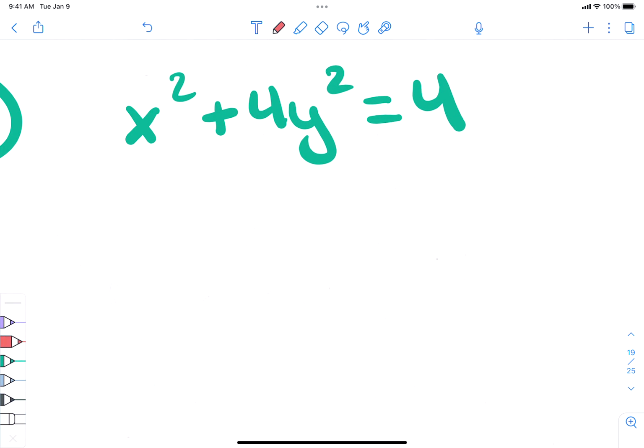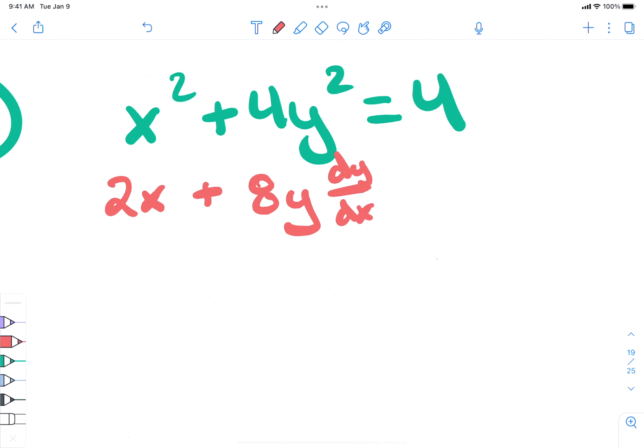So the derivative of x squared is 2x, technically with a dx, but we don't put that on the end, right? Plus 8y dy over dx equals 0. Okay, now what? Move the 2x to the other side: minus 2x on both sides.